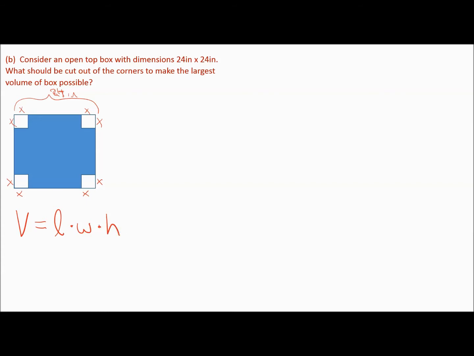Now, for our particular picture, let's think about what we have going on. Our length, right? You could say this distance down here is 24, but now when you calculate the volume, not including that value and that value, it's actually in between there. This distance from here to here is 24 minus 2 x's. So our length is 24 minus 2x. Our width, going in this direction because this is square, is also 24 minus 2x.